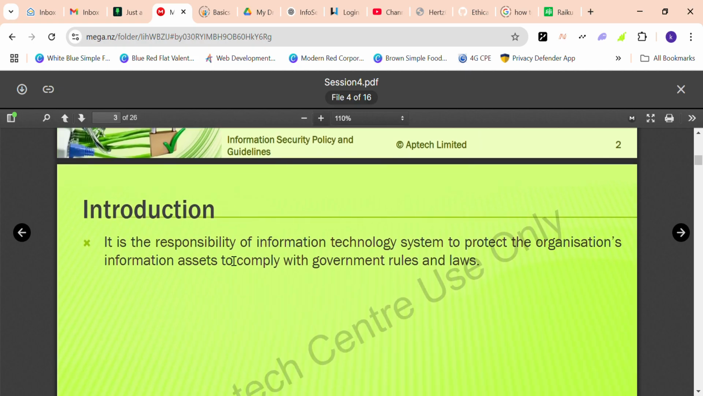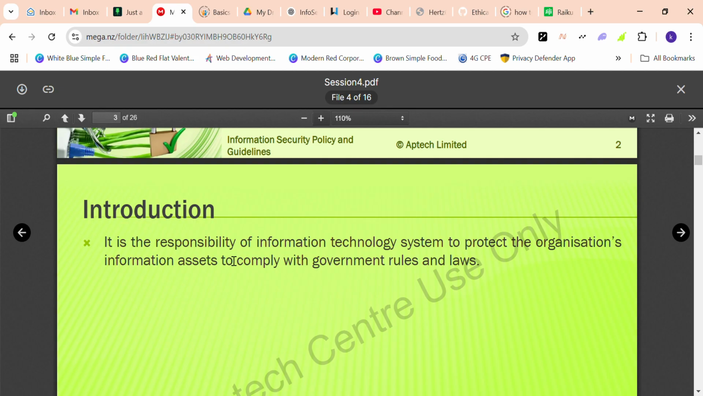Now, this is the introductory part, which is the responsibility. It is the responsibility of the information technology system to protect the organization's information assets, to comply with government rules and laws. Maybe you have heard about NDPC, the Nigeria Data Protection Commission. They are in charge; they make the law on how to manage Nigerian data, as an organization, how you use it, how you collect it, how you process it. They make the rules, the step by steps, those laws, and they are in charge. If you break such rules, they will be the ones to fine you.